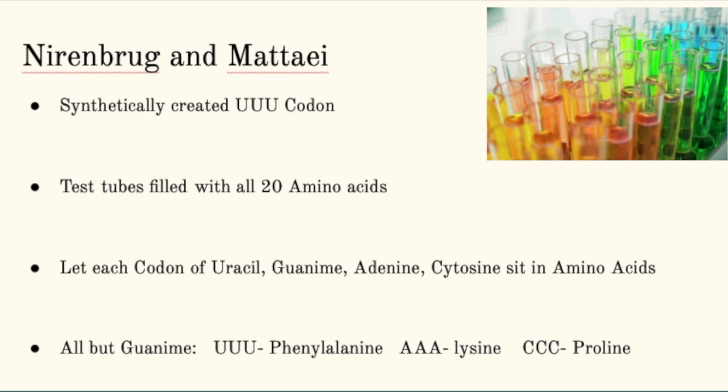They repeated this with each RNA, poly C, poly A, and poly G, but they were only able to figure out amino acids for 3 of them. They determined the amino acids for UUU, AAA, which is adenine, and CCC, which is cytosine.